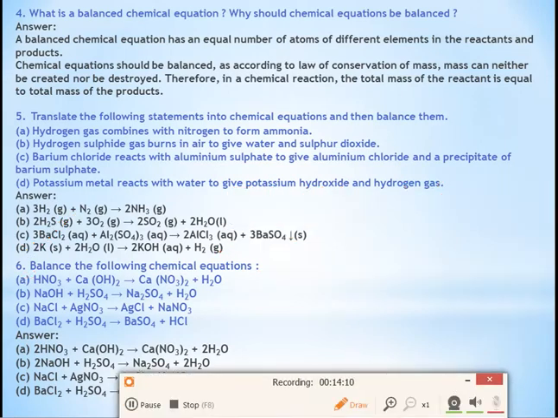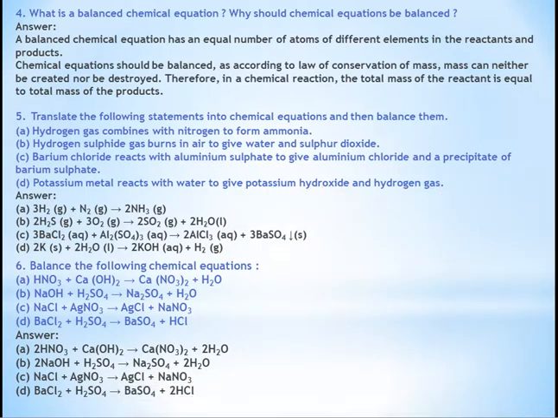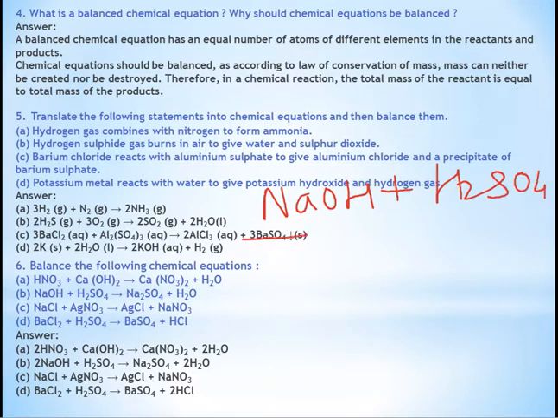Now let's take up the next question. The next question is NaOH, sodium hydroxide. It reacts with H2SO4, that is sulfuric acid, to give you Na2SO4, sodium sulfate, plus H2O.